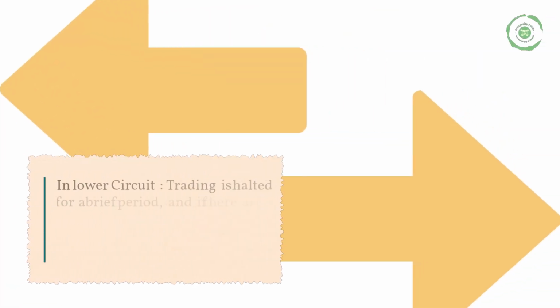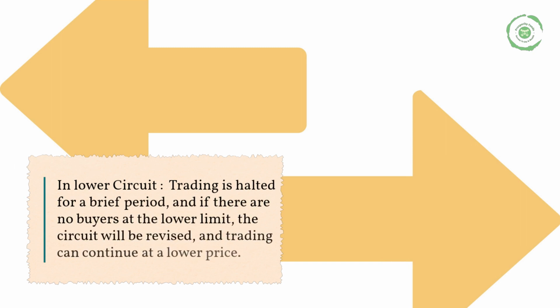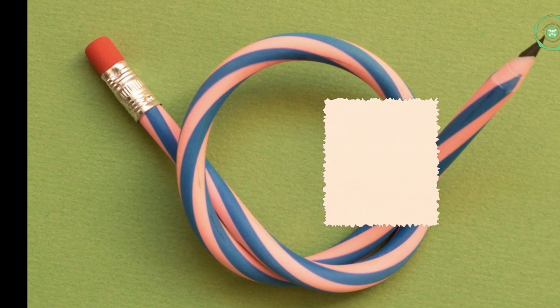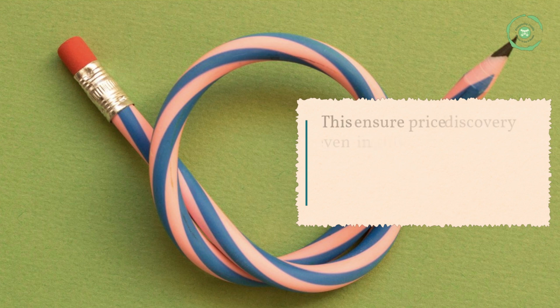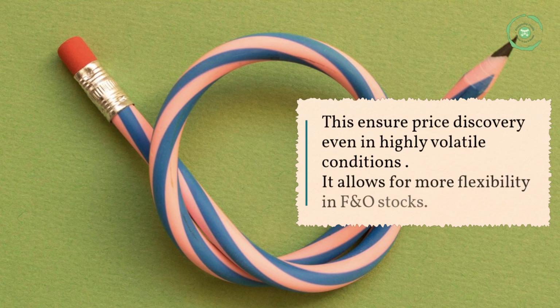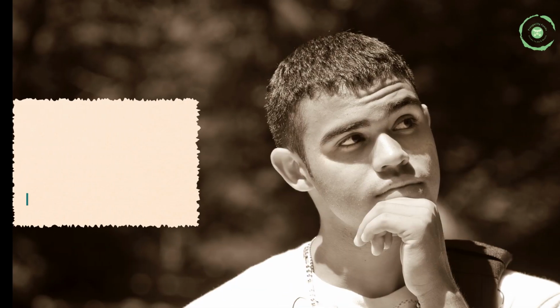Conversely, if the stock hits the lower circuit, the same process occurs. Trading is halted for a brief period, and if there are no buyers at the lower limit, the circuit will be revised, and trading can continue at a lower price. This revision mechanism is in place to ensure that price discovery can take place even in highly volatile conditions and to avoid prolonged freezes in trading. It allows for more flexibility in F&O stocks.